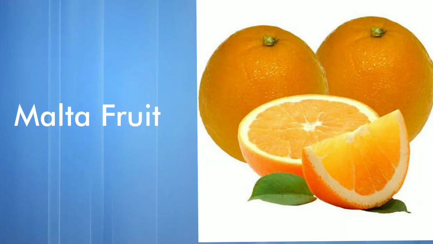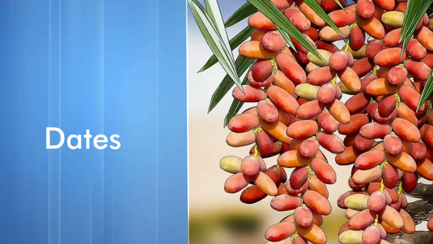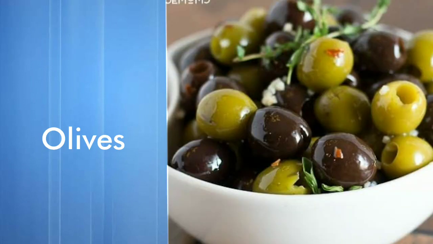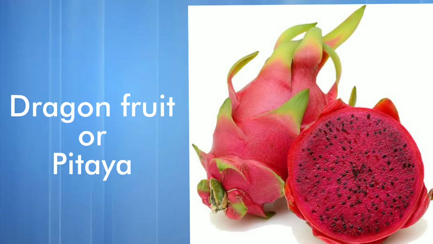Next we have Malta fruit or orange. It's a Malta fruit. What is it? Dates. These are dates. What are these? Olives. These are olives. What are these? Olives are healthy for body. Dragon fruit or pitaya. What is it? It's a dragon fruit or pitaya.